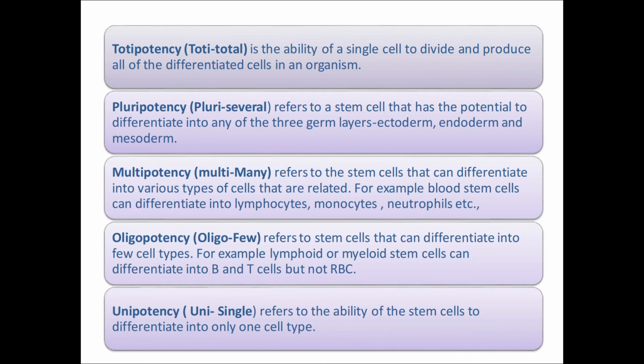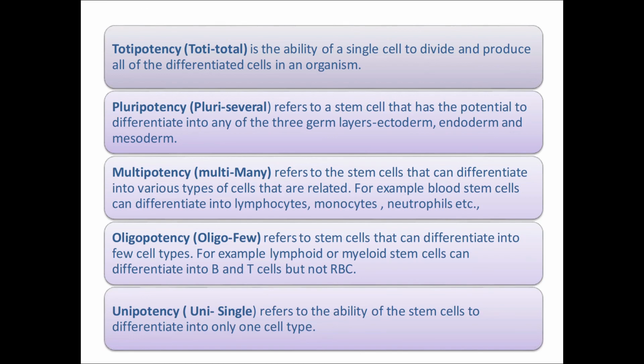Let us see some of the features of these stem cells. Totipotency is the ability of a single cell to divide and produce all of the differentiated cells of an organism. Pluripotent refers to the stem cell that has the potential to differentiate into any of the three germ layers: ectoderm, endoderm and mesoderm. Multipotency refers to stem cells that can differentiate into various types of cells, like blood stem cells, which can form lymphocytes, monocytes, neutrophils, etc.